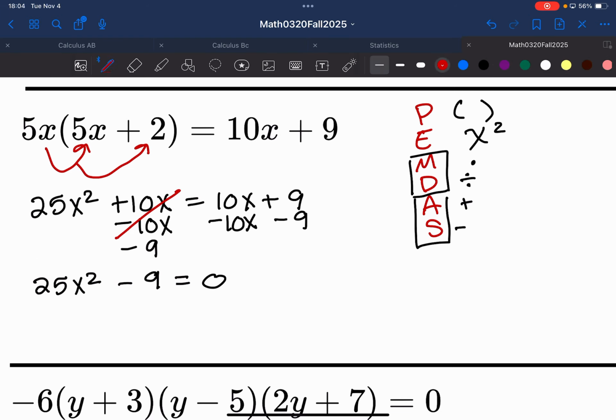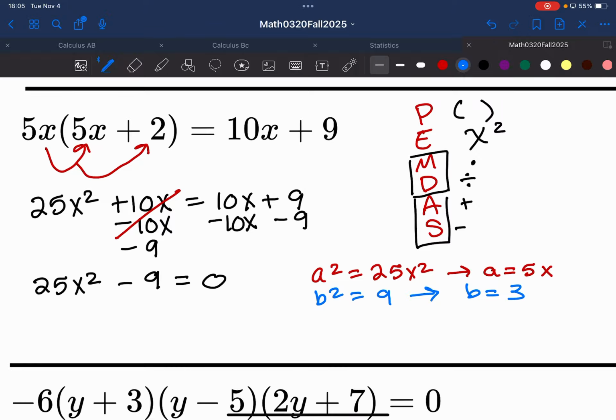That's where I say a squared is equal to 25x squared, which means a is equal to 5x. And then I say b squared is equal to 9, which means b is equal to 3, right? I take the square root of 9. So that means I have what two parentheses? 5x plus 3, 5x minus 3. Good, 5x plus 3 and 5x minus 3.